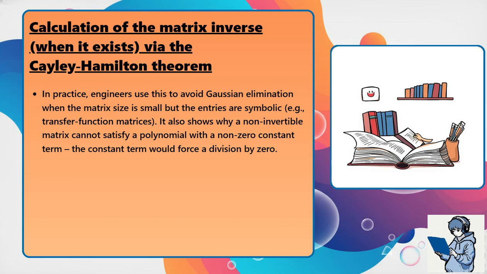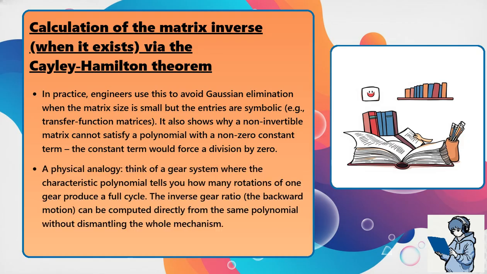In practice, engineers use this to avoid Gaussian elimination when the matrix size is small but the entries are symbolic, for example transfer function matrices. It also shows why a non-invertible matrix cannot satisfy a polynomial with a non-zero constant term. The constant term would force a division by 0. A physical analogy: think of a gear system where the characteristic polynomial tells you how many rotations of one gear produce a full cycle. The inverse gear ratio, the backward motion, can be computed directly from the same polynomial without dismantling the whole mechanism.